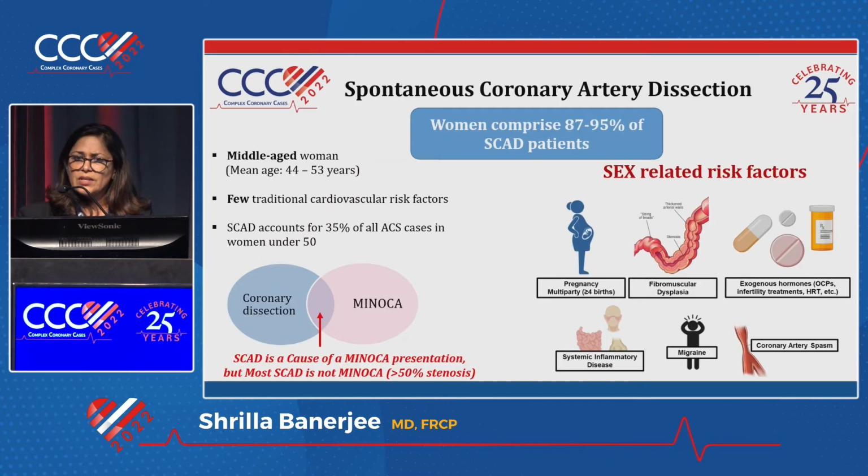So now talking about spontaneous coronary artery dissection, and again, another condition that affects women much more than men, especially middle-aged women, with fewer traditional cardiovascular risk factors, and it accounts for up to 35% of all ACS cases seen in women under 50. The thing to remember about SCAD is that it can be a cause of MINOCA presentations, but it doesn't automatically become a MINOCA presentation, because sometimes it causes more than 50% stenosis on a coronary angiogram. And of course, we know that there are sex-related risk factors in this group of patients.